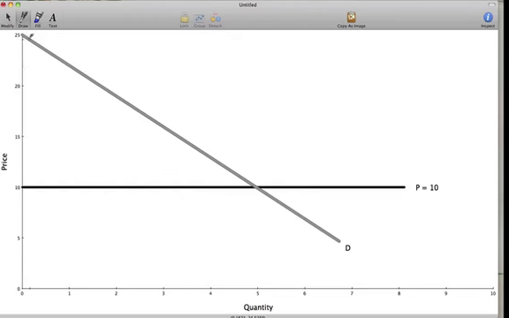Suppose that what we see here is the demand curve for DVDs, and the price of DVDs, determined by the market, is $10. So when you go into Best Buy, a DVD is $10. Well, that first DVD that we want, we would have been willing to pay $22.50 for it. This is evident by our demand curve. At a quantity of 1, the price that we would be willing and able to pay would be $22.50.